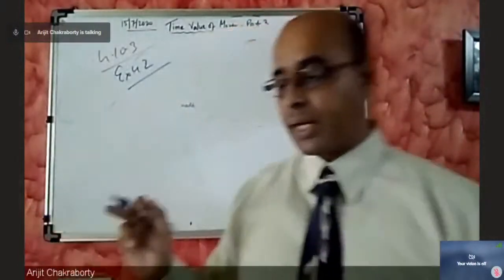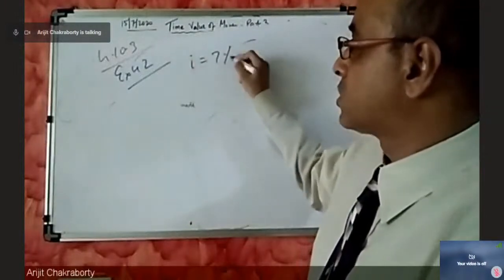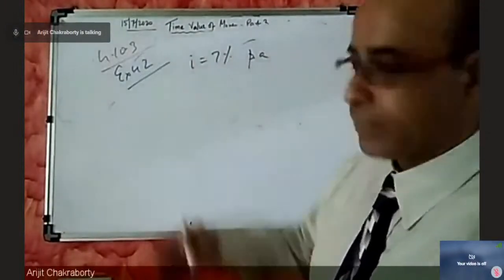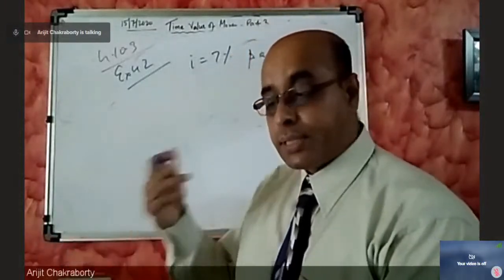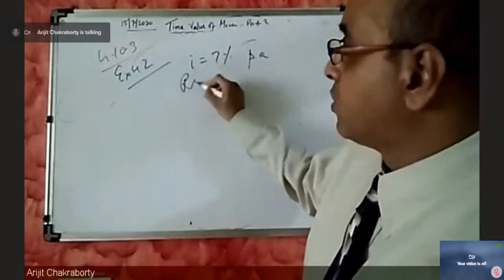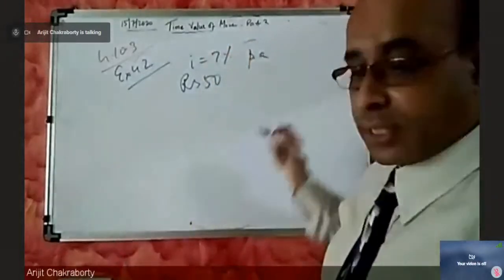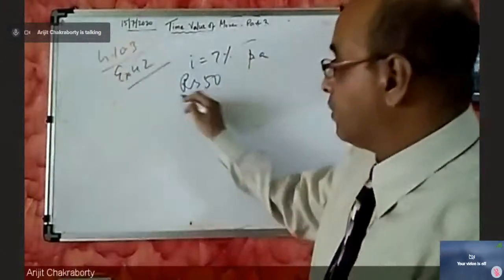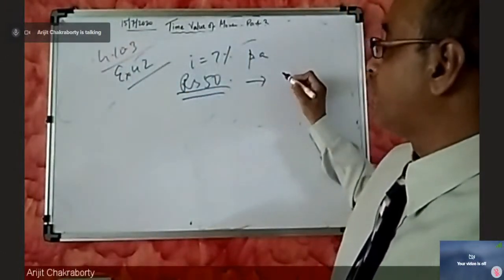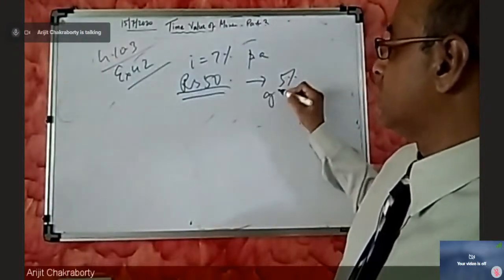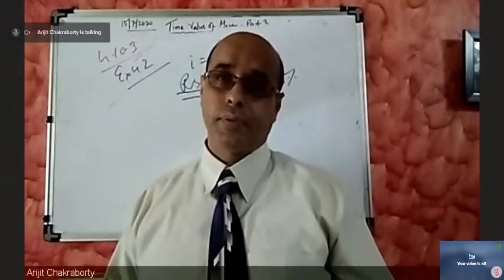Assuming that the discount rate is 7% per annum. Very good. How much should you pay to receive rupees 50 growing at 5% forever? Every year you will receive 50 and it will grow at the rate of 5%. So G is 5% forever. So how much should you pay?